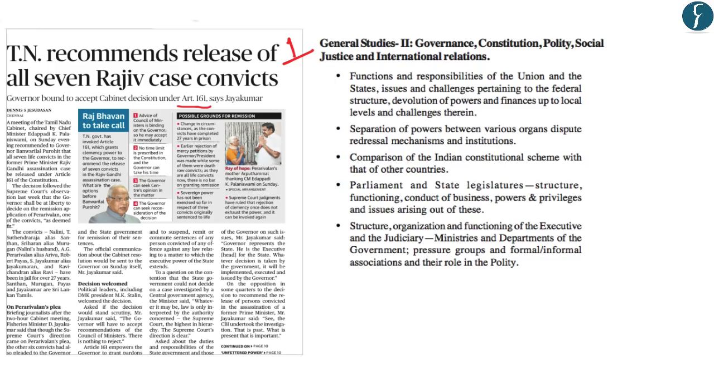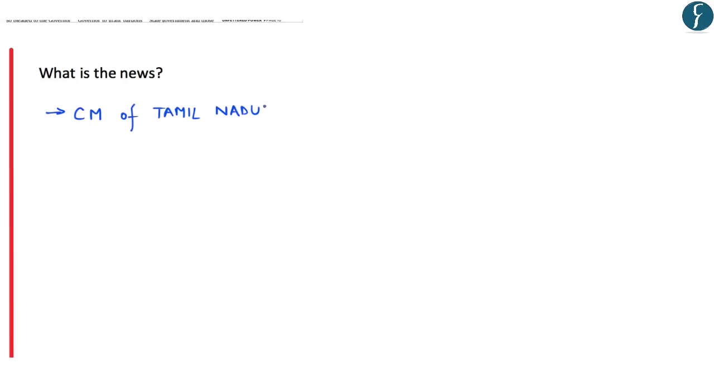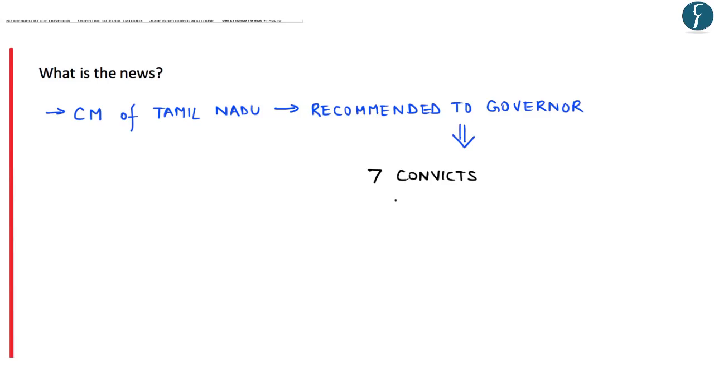Indian Constitution. This particular news pertains to GS paper 2 specifically under functions and responsibilities of the union and the states and also functioning of the state legislature. So in this news, the Chief Minister of Tamil Nadu has recommended to the governor that all 7 convicts in the assassination case of former Prime Minister Rajiv Gandhi be released under Article 161 of the Indian Constitution.